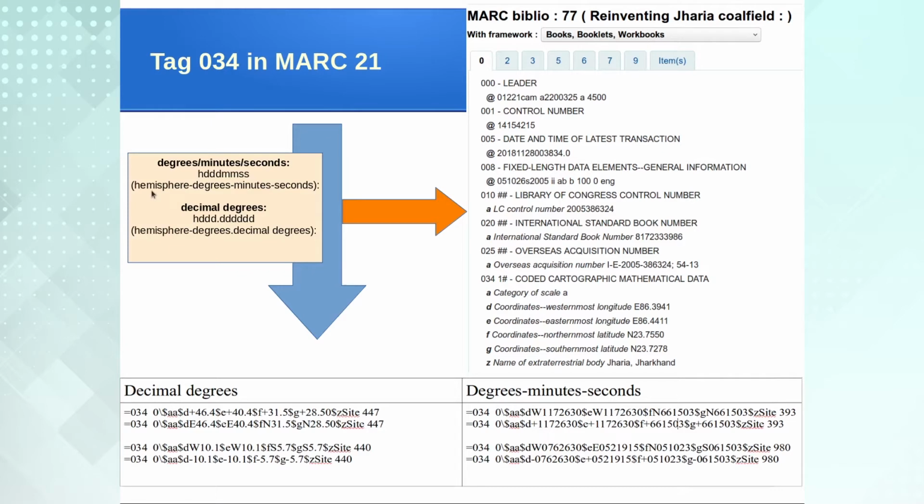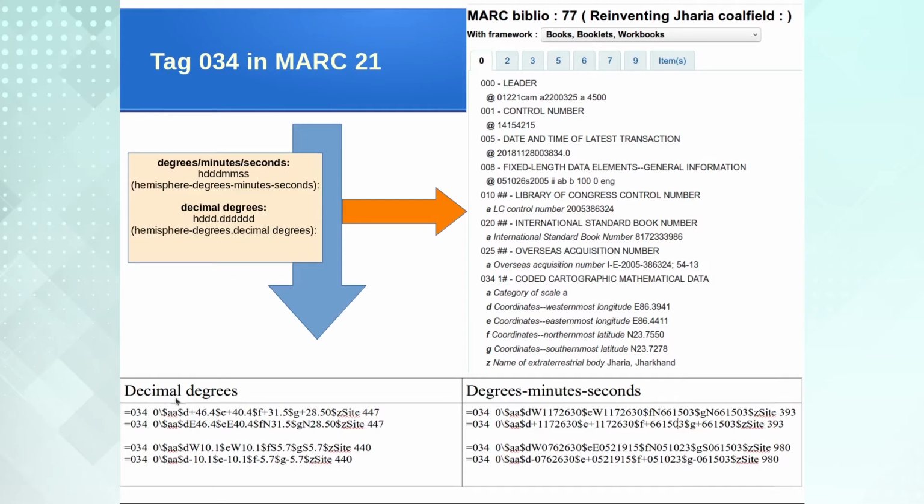So what does it mean? H stands for hemisphere, then DDD, that means degrees in 3 digits, then minutes in 2 digits, and seconds in 2 digits. So this is called the DMS model. Another one is the decimal degree model. Here the formula is H DDD dot 6D, that means hemisphere, like northern hemisphere or western hemisphere, then you can give degree and decimal degree. So both the models you can see here.